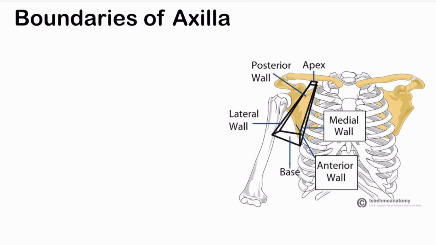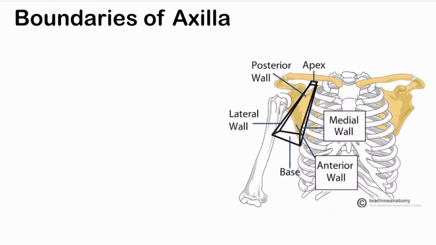Our topic for today is axilla. Many neurovascular structures enter and exit the axilla to reach their target locations. Now, let us look at how the axilla is attached to the remaining body parts.